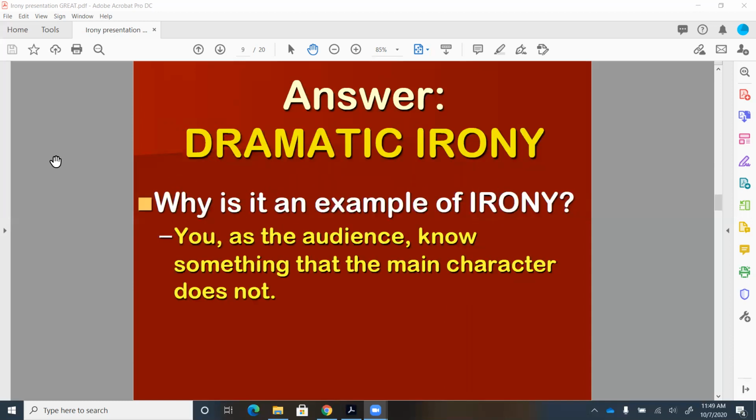All right. And the answer this time is dramatic irony. So the audience, we knew something the main character didn't. And in a horror movie, it's not something different than we expect. We expect those type of things to happen, right? So dramatic irony, we knew something the character didn't.